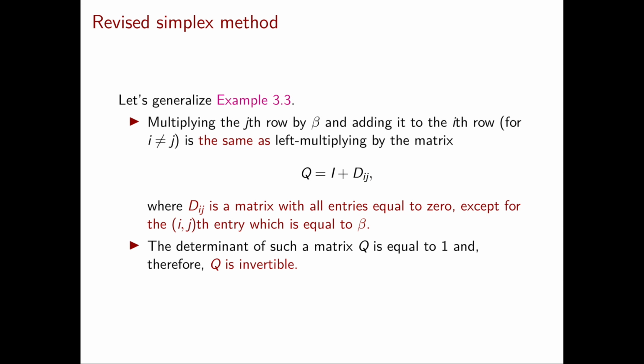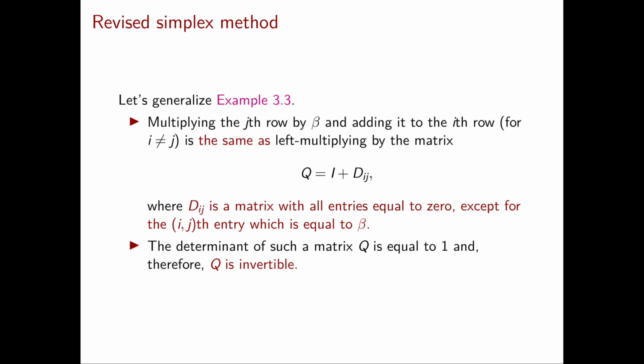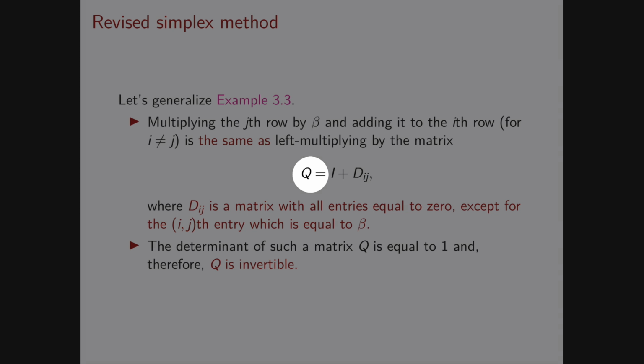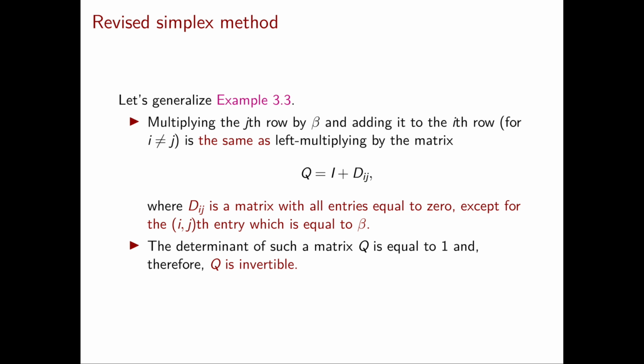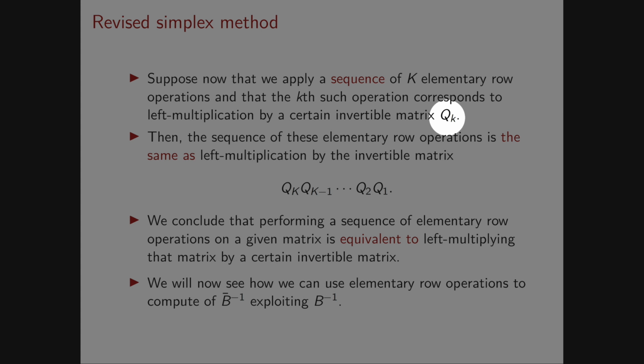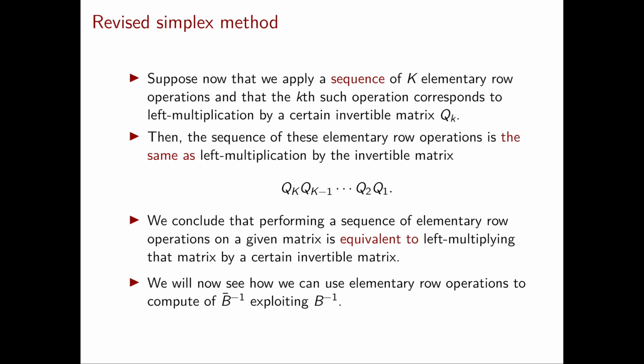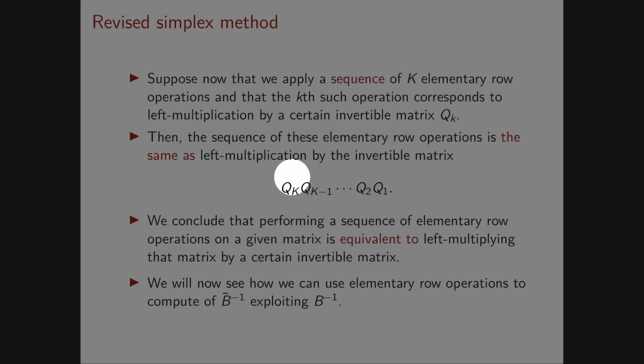A key property of this matrix Q is that it is invertible. To see that, we need to assume that i is different from j, which implies that the diagonal of Q has all 1 entries, and therefore the determinant is 1. We will be interested in applying a sequence of a number k of elementary row operations. Now let's say that the kth operation corresponds to left multiplication by matrix Qk. Then the sequence of elementary row operations can be obtained by multiplying on the left by Qk times Qk minus 1 and so on and so forth until Q1.